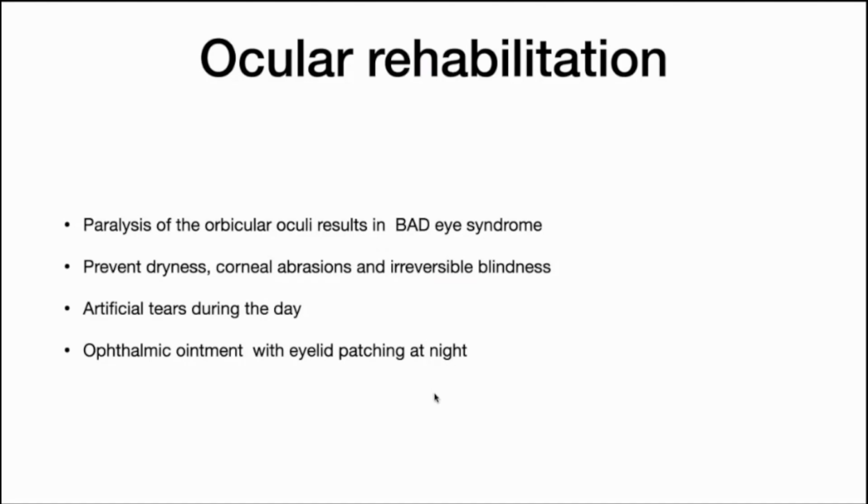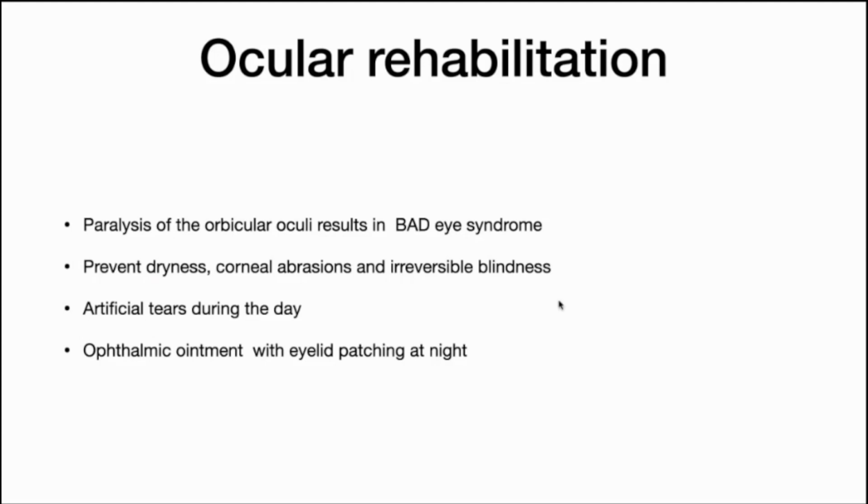Ocular rehabilitation. The paralysis of the orbicularis oculi muscle results in a bad eye syndrome. So what is this bad eye syndrome? Bad eye syndrome is corneal anesthesia, a dry eye, and the absence of Bell's phenomenon. In case the patient has this, it would lead to corneal abrasions, keratitis, and irreversible blindness.